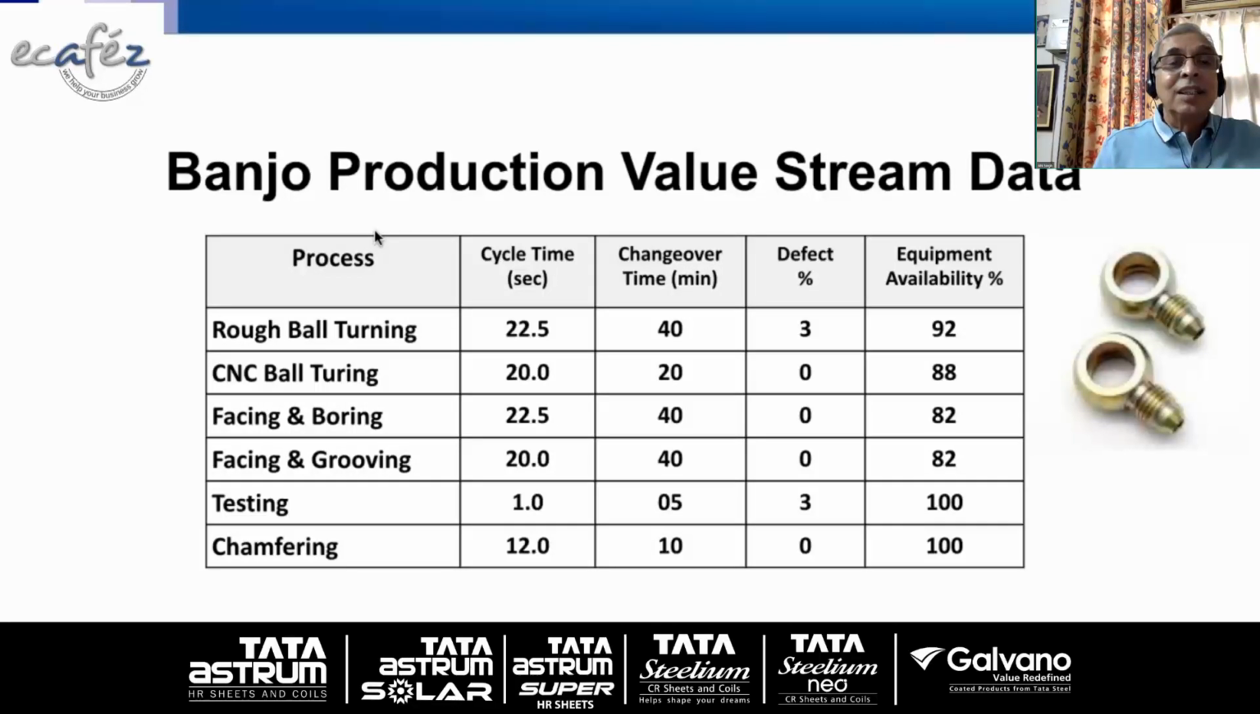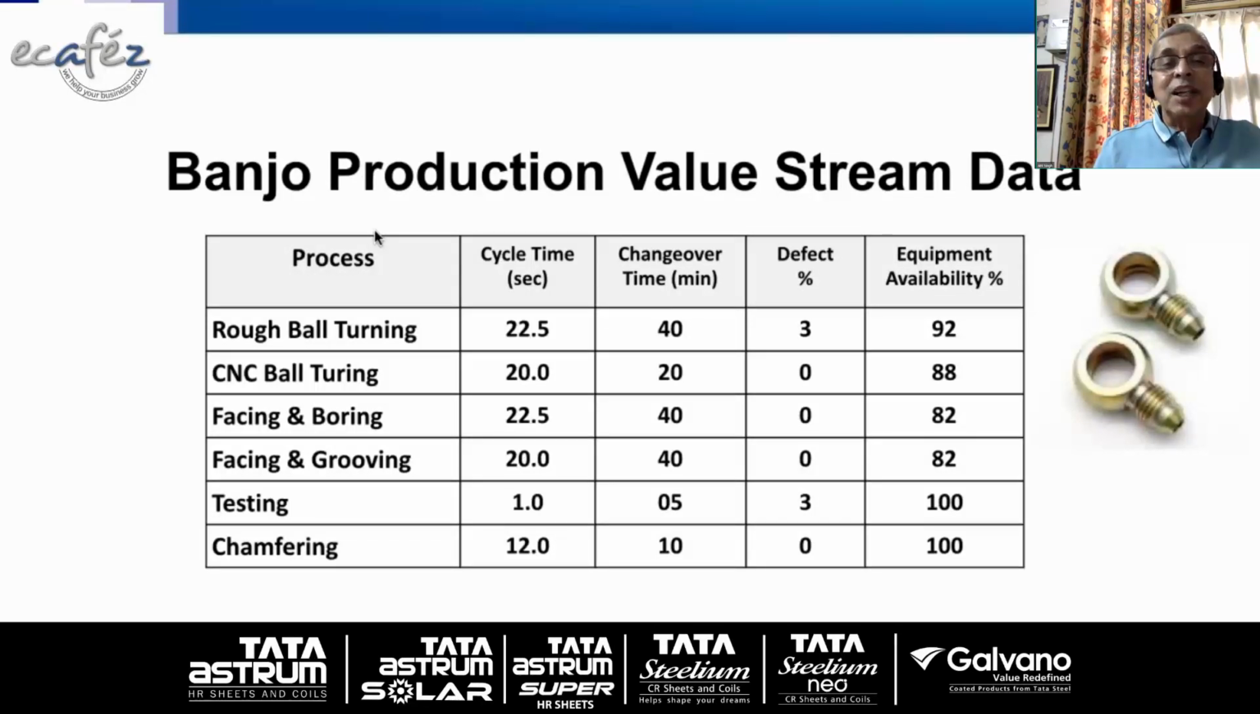There are 6 steps involved in the production: rough ball turning, CNC ball turning, facing, boring, facing and grooving, testing, chamfering. After that it is dispatched. The key parameters required here, based on lean, are the key metrics: cycle time, changeover time, defect rate, and equipment availability.